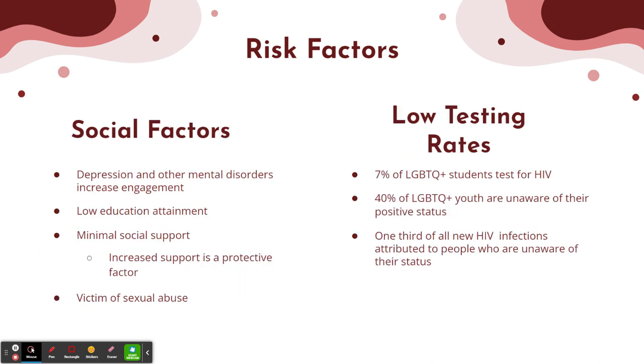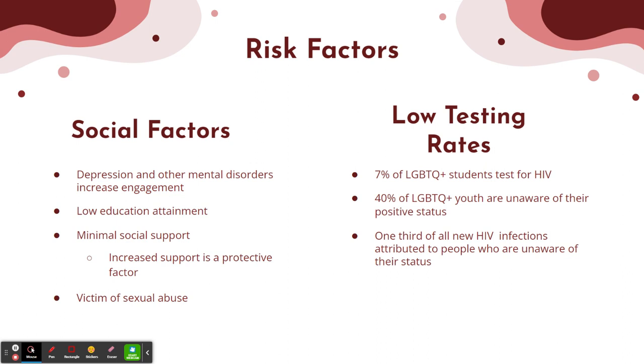So, some social factors. In the LGBTQ community as a whole, there's a greater risk for depression and other mental disorders, which increase risk for partaking in risky sexual behaviors. Low educational attainment applies more on the adult side, but they're less likely to complete high school and participate in sexual education, and so don't receive the knowledge they need to make healthy decisions regarding their sexual choices.